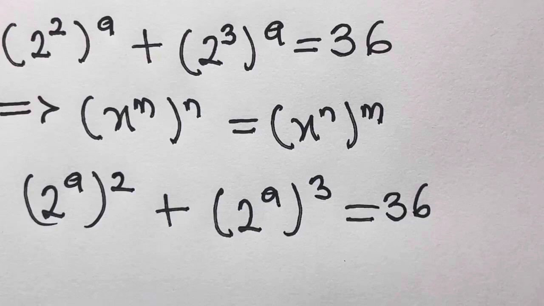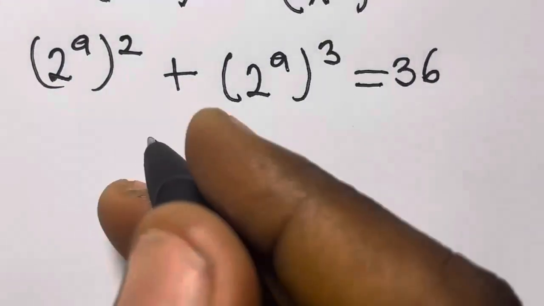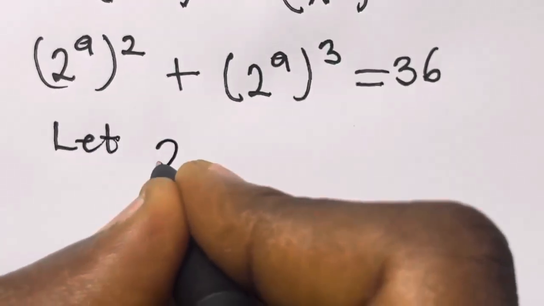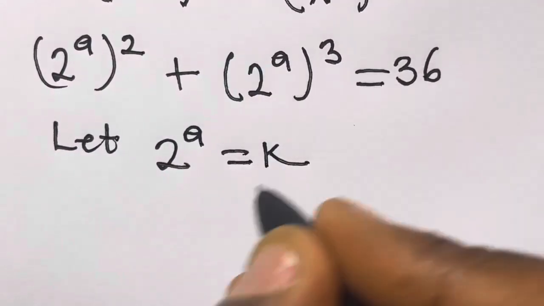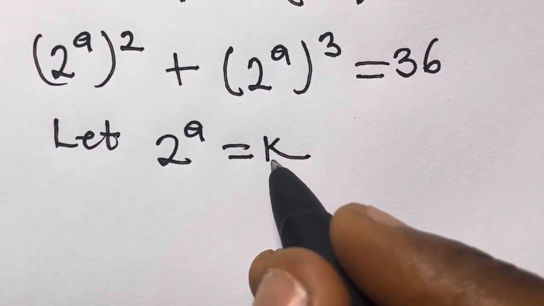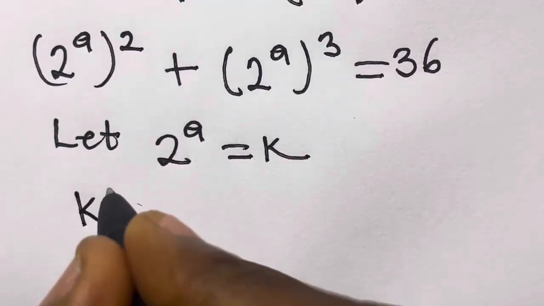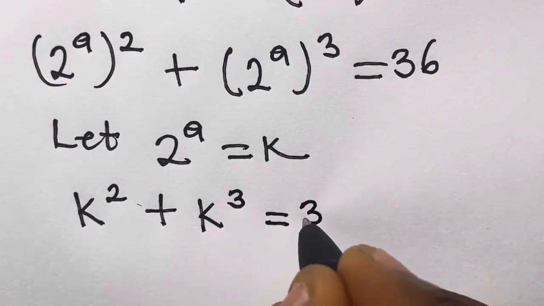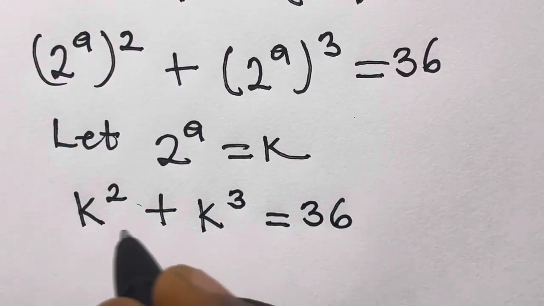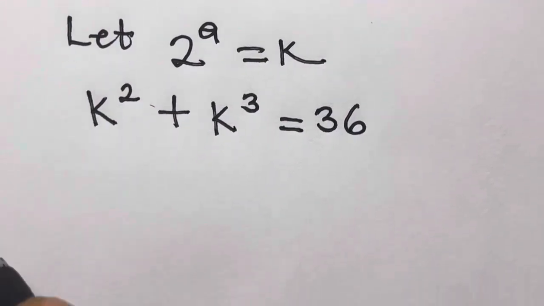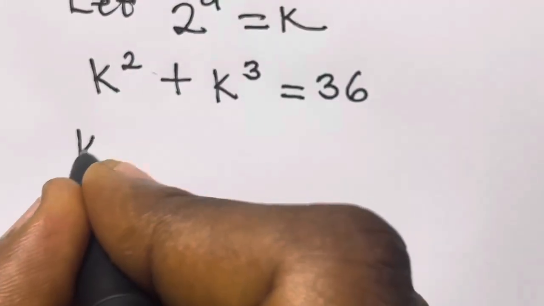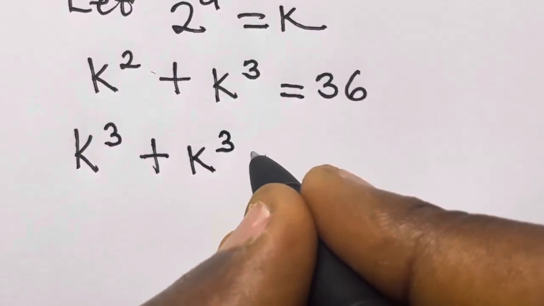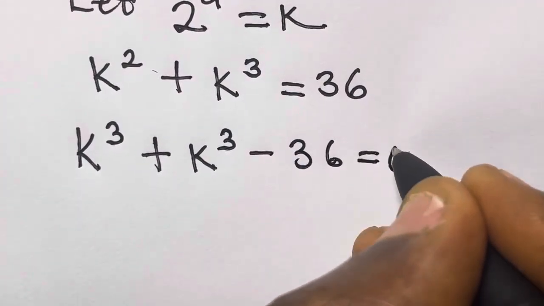So from here we can do something interesting by letting 2 raised to power a equal k. Let 2 raised to power a equal k. If we do, we have k square plus k raised to power 3 equals 36. If we rearrange this according to increasing power, we have k raised to power 3 plus k raised to power 2 minus 36 equals 0.